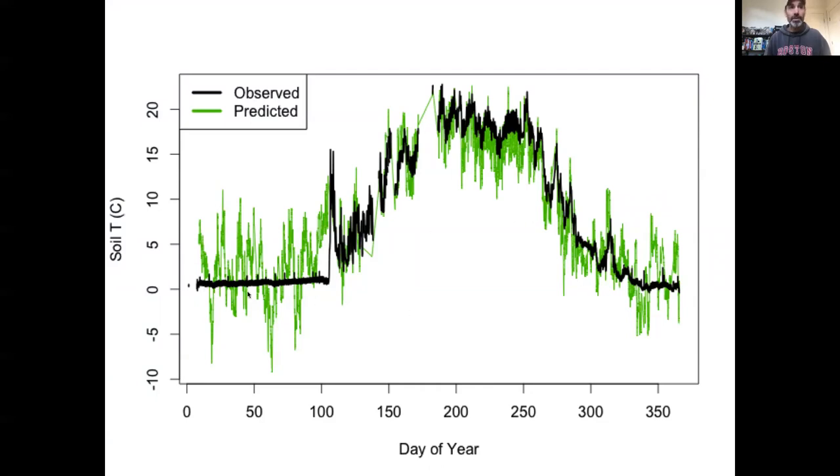But you'll notice that what the model is actually failing to do is capture the lack of variability in the winter. You can see in this winter period, the soil temperatures are consistently low in the observations, but the model's making predictions that are bouncing up and down all over the place. So the model actually has a systematic error in the winter, which we'll dive further into diagnosing as we look at some more detail.